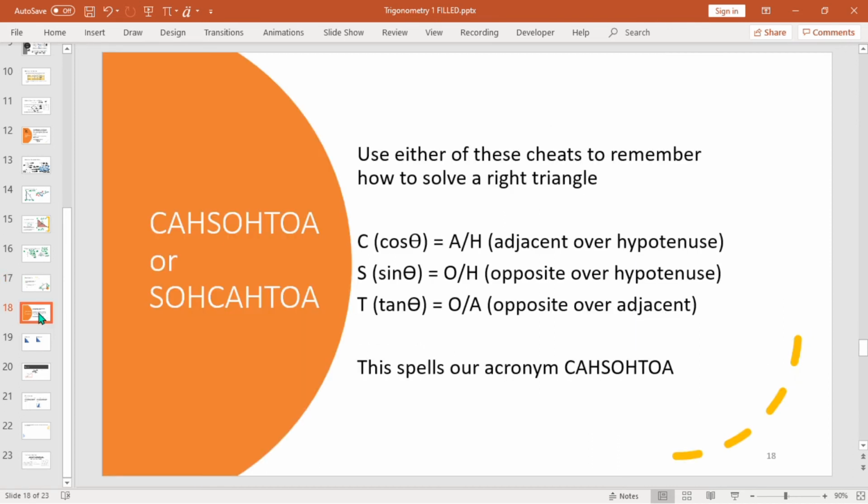How do we do it? SOH CAH TOA. This is just a cheat to remember how it goes. It tells you that cosine of any angle is the ratio between the adjacent and the hypotenuse. Some people like to write it like this. Sine is a ratio between the opposite and the hypotenuse, and tangent is a ratio, opposite over adjacent. So there's our acronym, SOH CAH TOA, and I write it down every time I start to do trig.